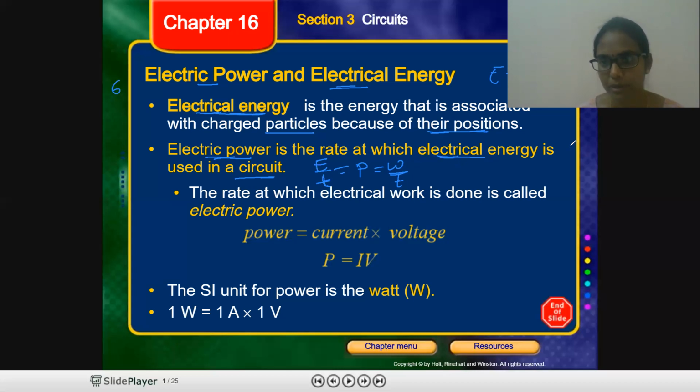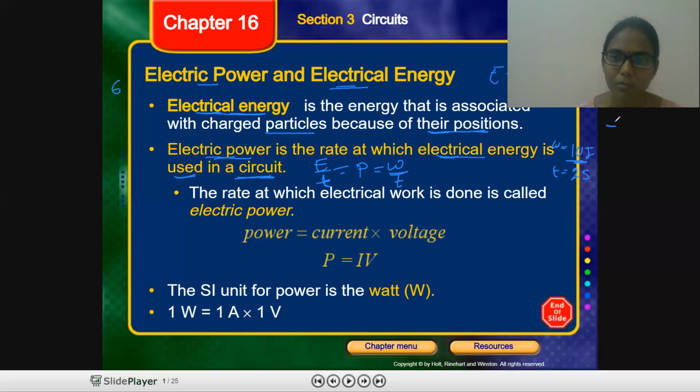Suppose you complete 10 joules of work. Okay, in a shorter time, let us take in 2 seconds only, you complete 10 joules of work. Then you are said to have more power, right children? Like that, power means how much energy is consumed in an electrical circuit, or the rate at which electrical energy is used in a circuit.